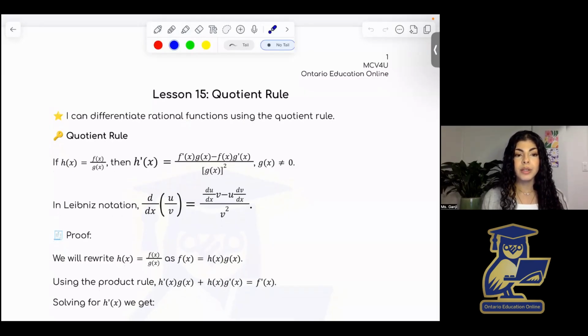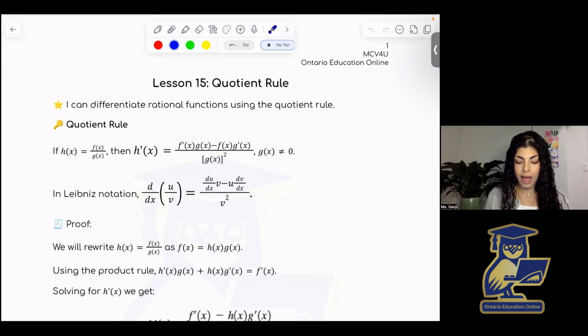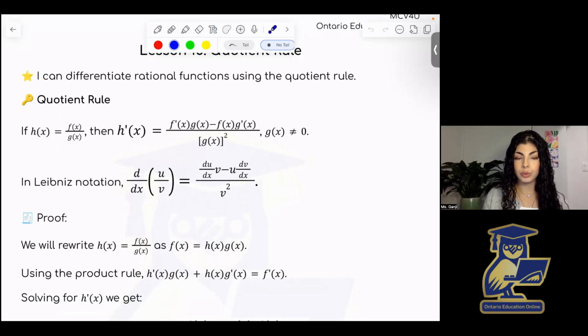So, previously in our last class where we saw the product rule, we actually worked on rewriting rational functions as a product with a negative exponent, and we were able to use the product rule. But now we're going to see that they actually have their own rule that we can use, and it'll help us to find the derivative.